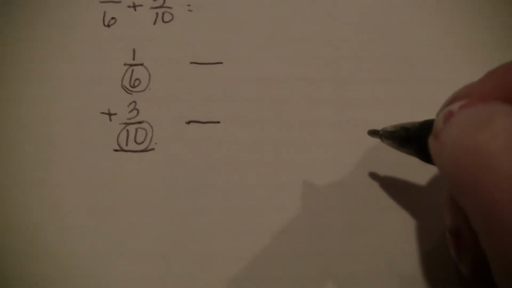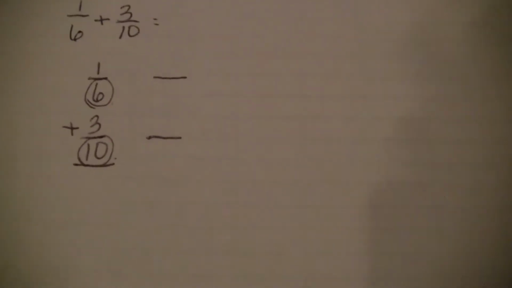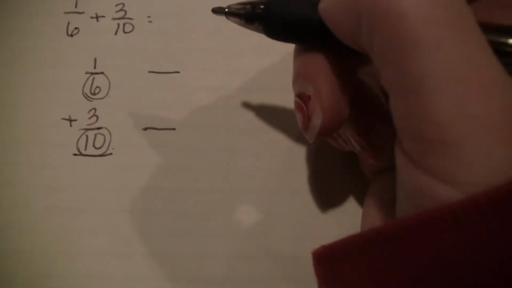Since the denominators are not the same in this case, you're going to have to find a common denominator. So we set our lines up like this to find a common denominator. Now most students find it easiest to multiply the two numbers together in order to find a common denominator.